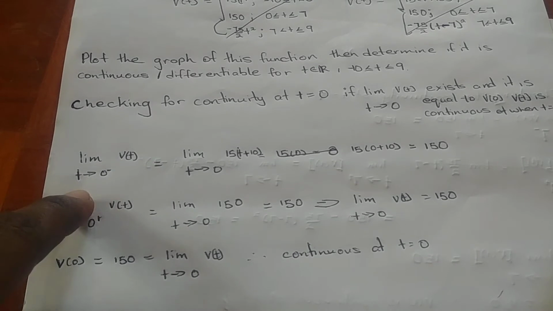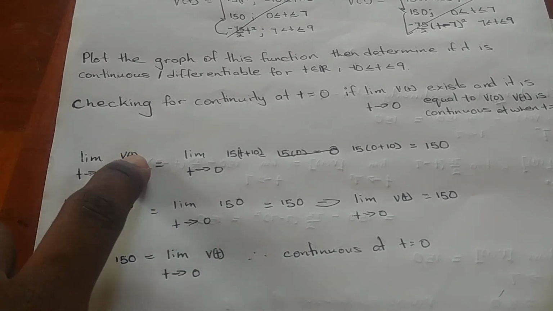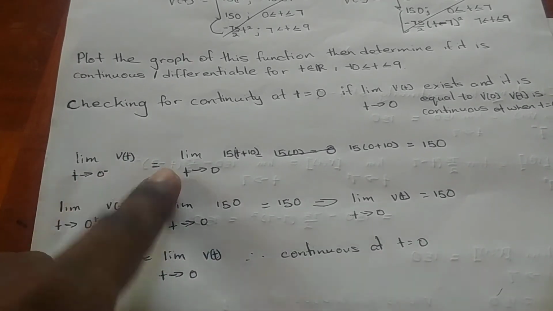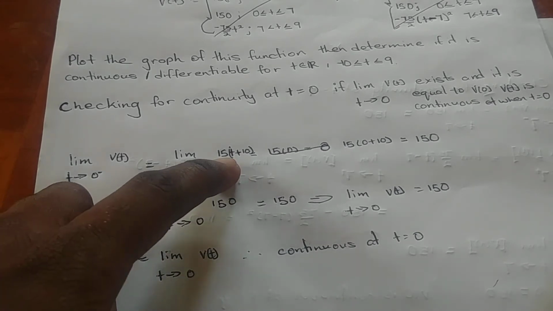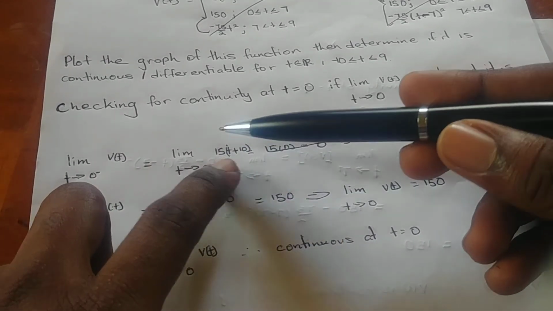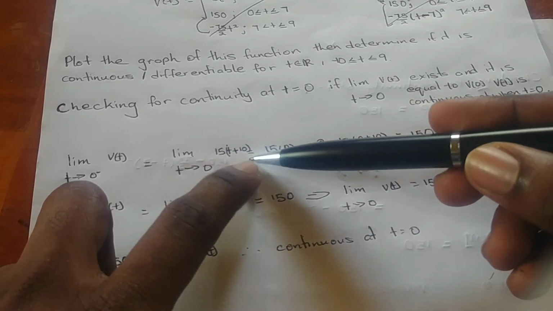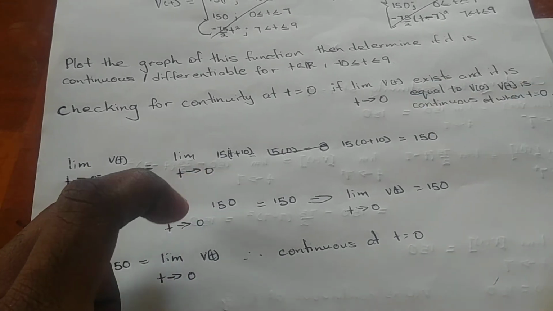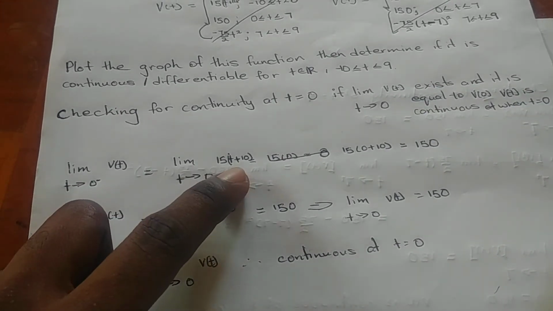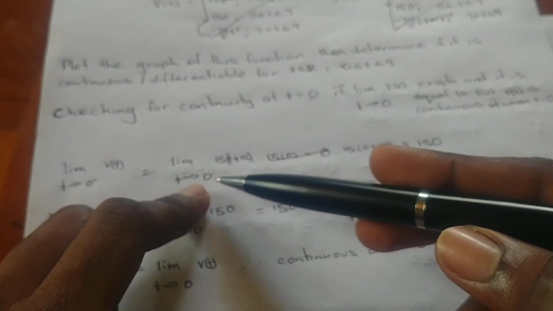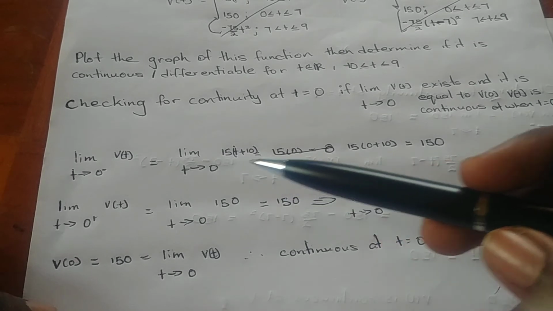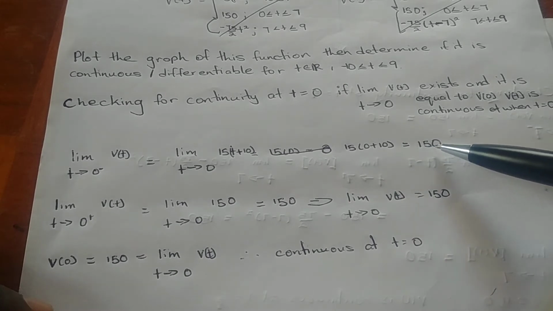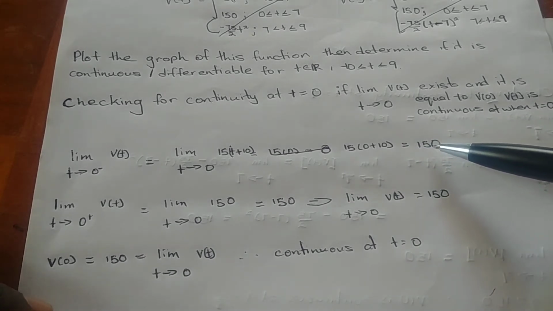First I found the limit of v of t as t approaches 0 from the left. Since we're approaching from the left, we have to use the first function. That's 15 times t plus 10 as t approaches 0. Then we do direct substitution, because we cannot work with that anymore. Direct substitution basically means substituting t for 0. So we get 15 times 0 plus 10, which is 150.